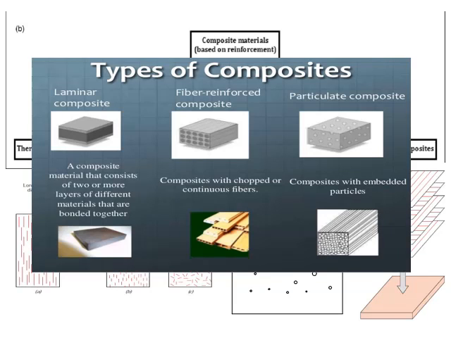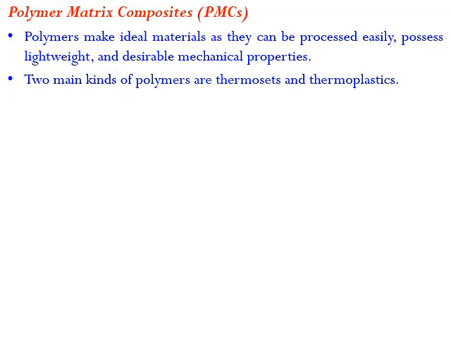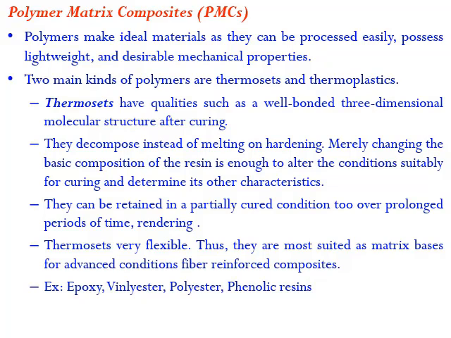Moving on, now we'll see a few properties and a few examples for composite materials based on the matrix material. In the first one we'll see polymer matrix composites. In the polymer matrix composite, what are the advantages normally associated with polymers? One is lightweight, corrosion resistance, and easily processed. And whenever we see a plastic material, there are two kinds: one is thermosets and one is thermoplastic.